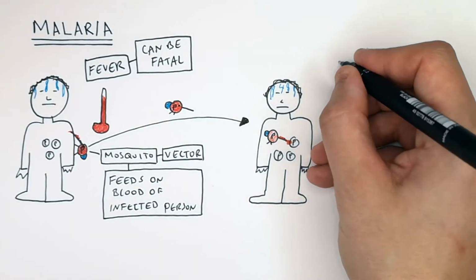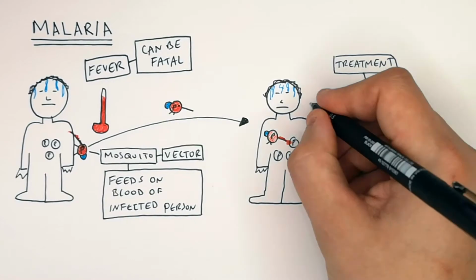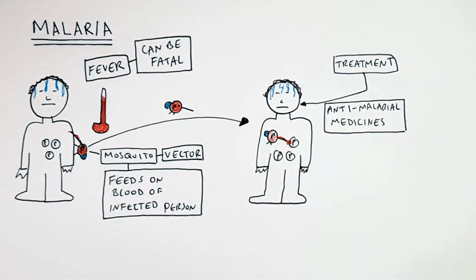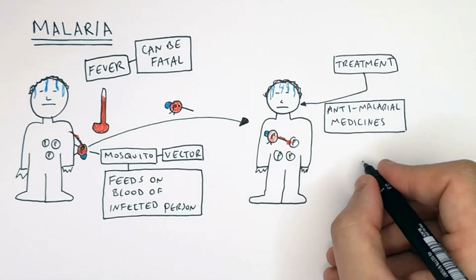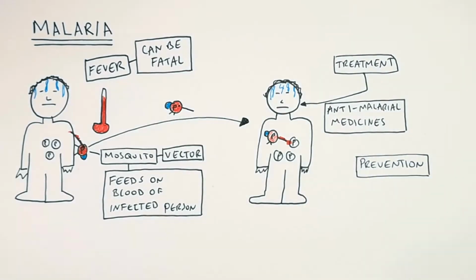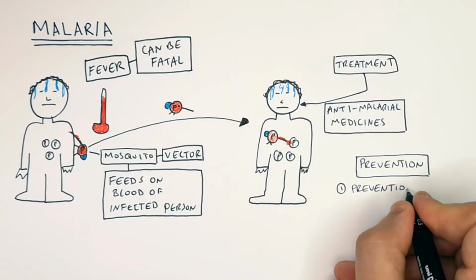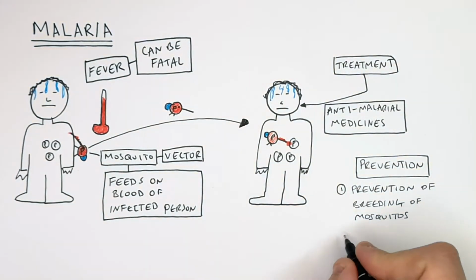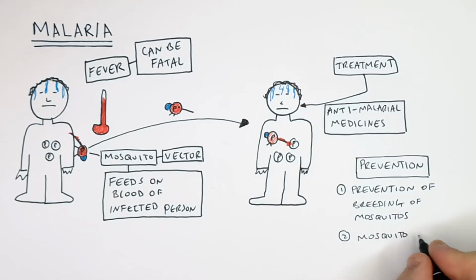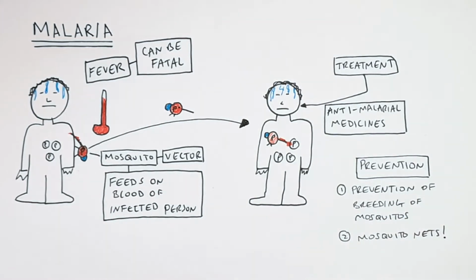The treatment for malaria is firstly going to be antiviral drugs, drugs that will destroy the virus. Malaria can be prevented from spreading as well. So what you can do is destroy the breeding grounds of the mosquitoes, or you can use mosquito nets. Mosquito nets prevent mosquitoes from landing on you, therefore lowering the risk of transmission of malaria.